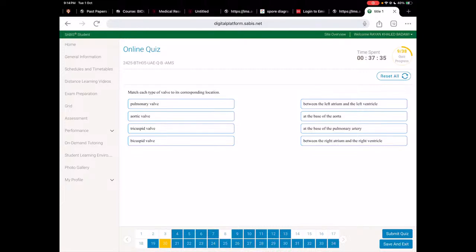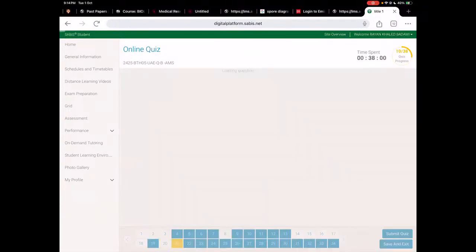Okay, we said the pulmonary valve and the aortic valve are both called semilunar valves. The pulmonary valve gets its name because it's at the base of the pulmonary artery. The aortic valve gets its name, aortic, because it's at the base of the aorta. Tricuspid is on the right side, while bicuspid is on the left side.